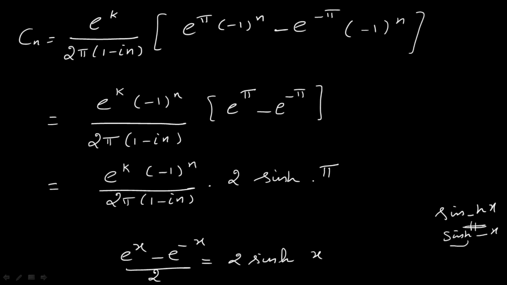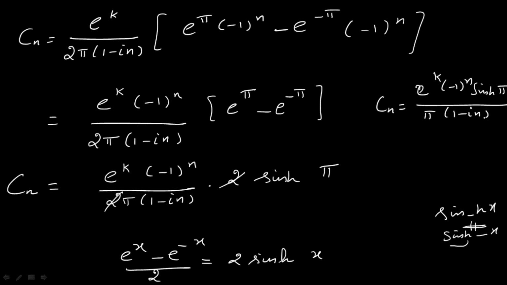Sine h pi, hyperbolic sine of pi. Here 2 and 2 being cancelled, we get our Cn. So what is our Cn we have calculated: Cn is e power k, minus 1 whole power n, sine h pi upon pi of 1 minus in. This is the value of Cn we calculated.